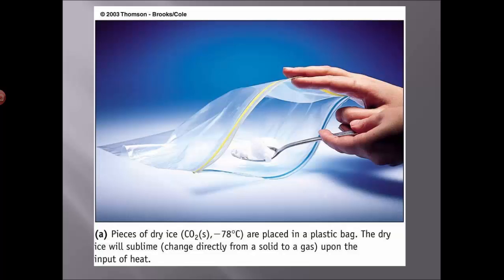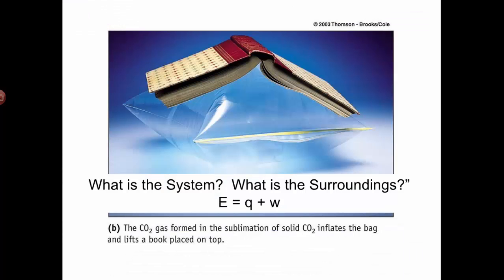Now, to give you an example of what we're talking about, when we take, for example, a plastic bag, we put some dry ice in there, and dry ice is just solid carbon dioxide. As the dry ice sublimes, it turns directly into a gas. It's going to cause the bag to inflate. Now, we can use that inflating bag to do something. For example, we can use it to lift a textbook.